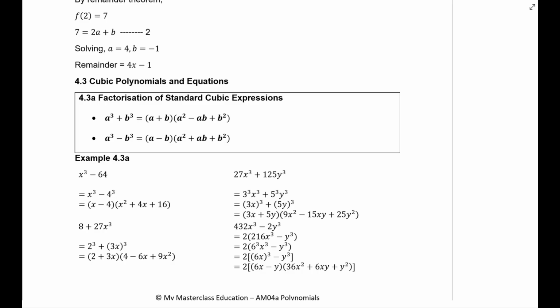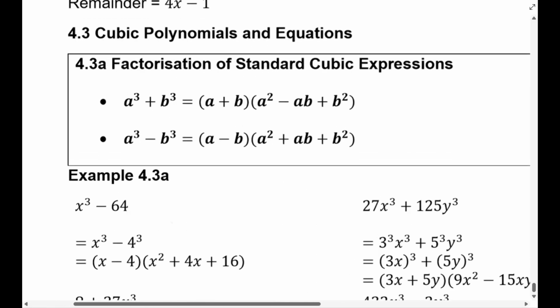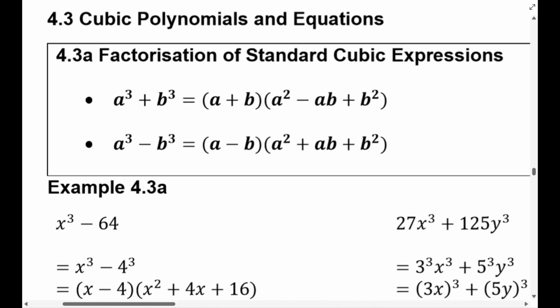Okay, so the next part will be about factorization of cubic polynomials. Now the first one is for standard cubic expressions. That means we are going to be following a formula. And there are two formulas. One is for a cubed plus b cubed, one is for a cubed minus b cubed.